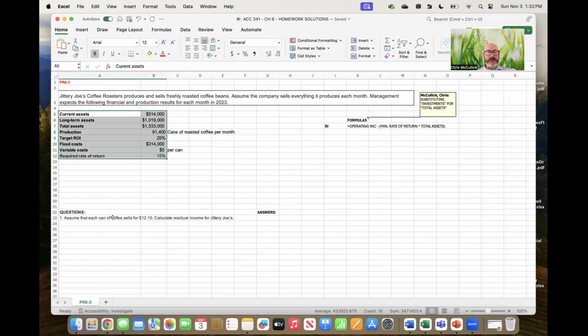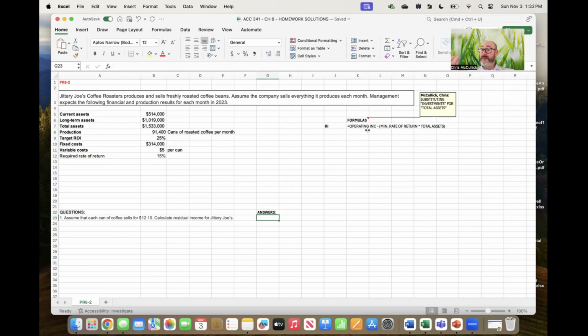And what we're asked to do is assume that each can of coffee sells for $12.10, and we're asked to calculate residual income. To do that, I put in the formula over here to calculate residual income, which is operating income minus our minimum rate of return times our investment, or total assets, that we have here. Okay, so using this information, first thing we have to do is calculate operating income.